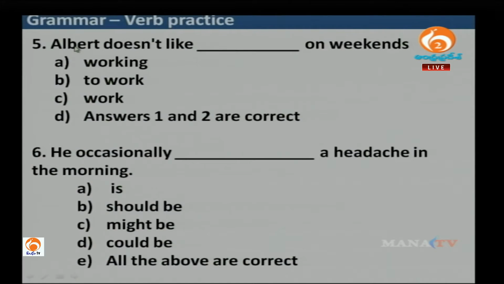Number 5. Albert doesn't like dash on weekends. Albert doesn't like working on weekends. Albert doesn't like to work on weekends. Albert doesn't like work on weekends. Answer 1 and 2 are correct. So please read and then think and understand and then respond. So the correct answer is option D. Answer 1 and 2 both are correct. Albert doesn't like working on weekends or Albert doesn't like to work on weekends.